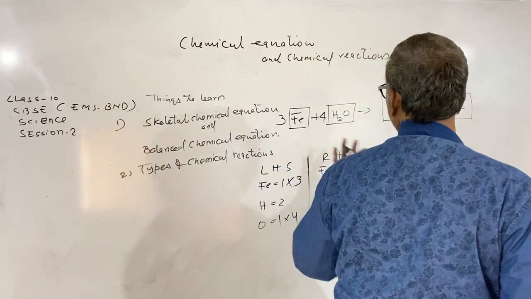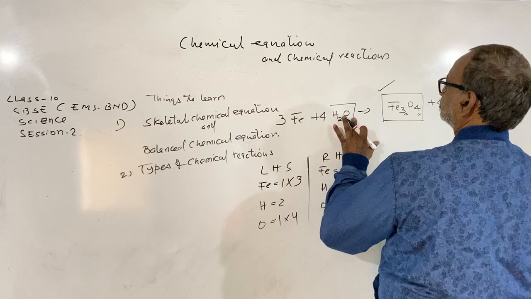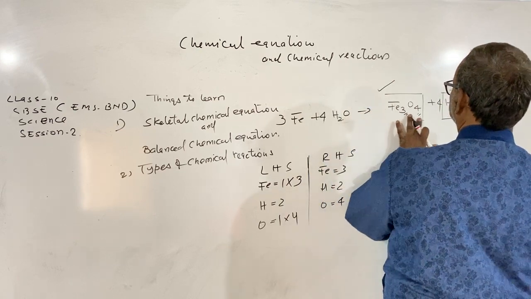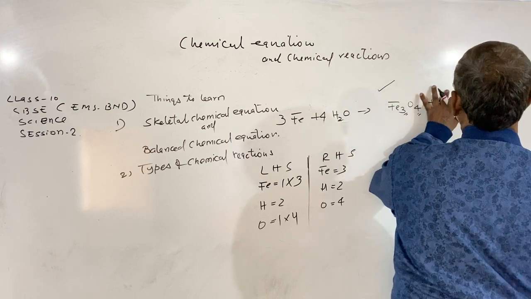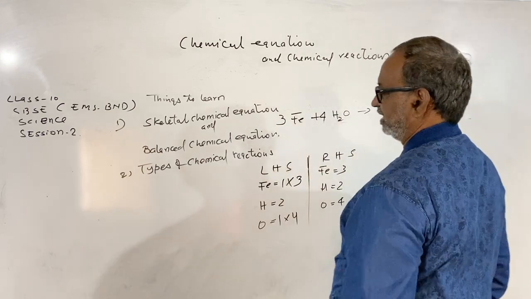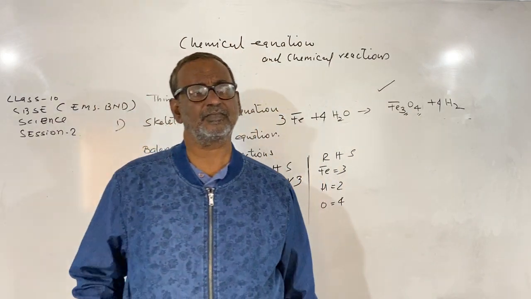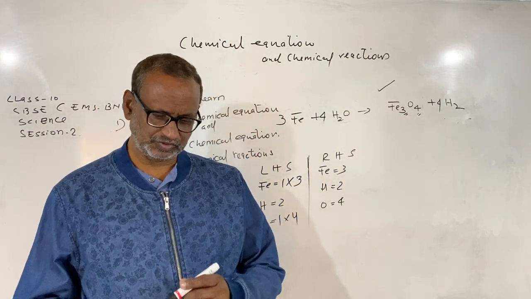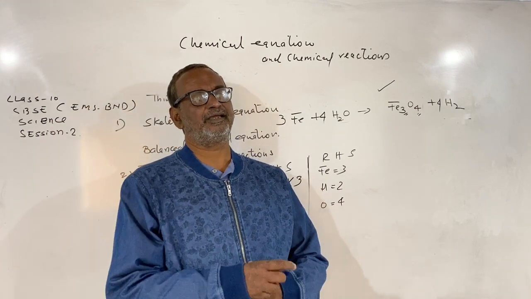Now rewrite the chemical equation by removing the boxes. So this is our balanced chemical equation. So this is how you can balance a chemical equation.